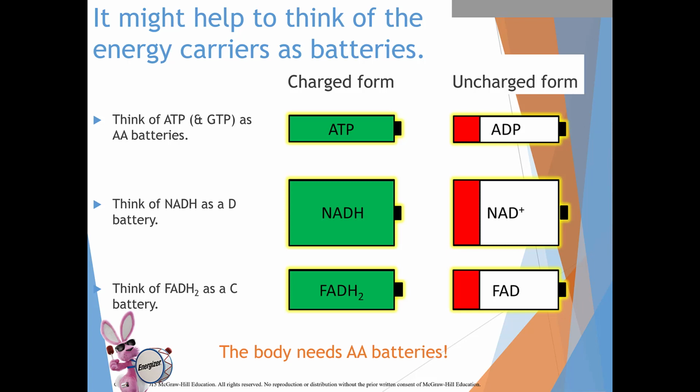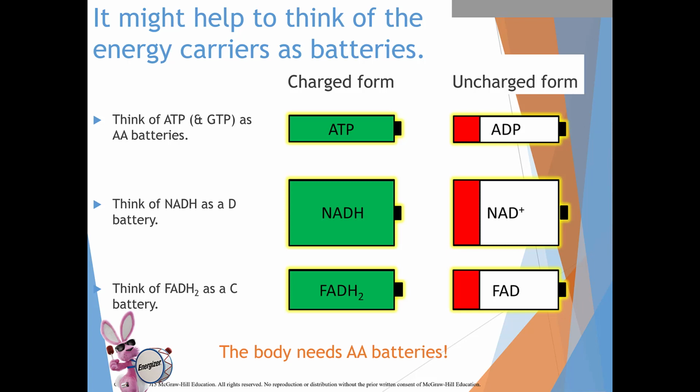Our last energy carrier molecule is a molecule called FADH2. So FADH2, again, can't be used to power cell work directly, but it can be used to produce more ATP through the electron transport chain. FADH2 is only going to produce 1.5 ATP. And so I think of this as a C battery, so a little bit smaller than a D, but bigger than an A.